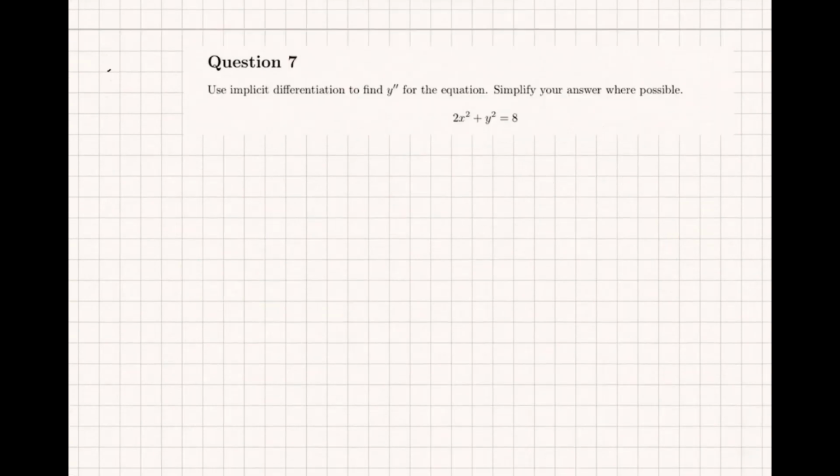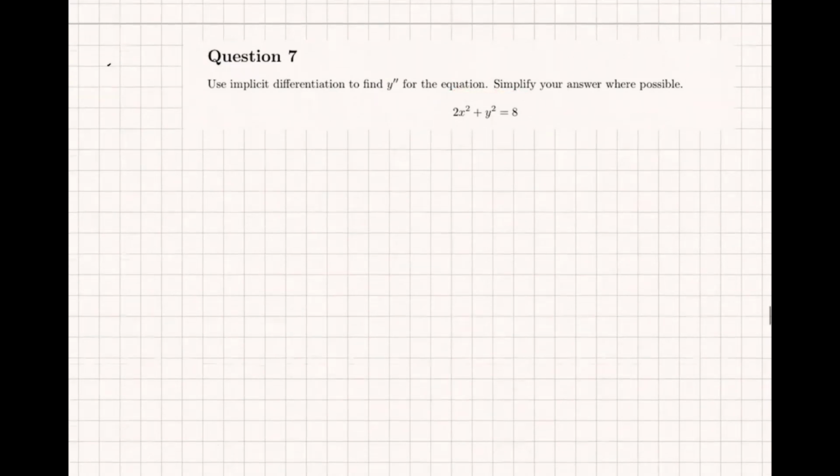Now, next example: use implicit differentiation to find the second derivative of y for the equation 2x squared plus y squared equals 8 and simplify your answer if possible. Okay, so we have 2x squared plus y squared equals 8. As you can see, we cannot technically isolate y. We can isolate y on one side of the equation and put everything to the other side. However, we will have two branches, and that might be a problem to take the derivative. So we will use implicit differentiation here.